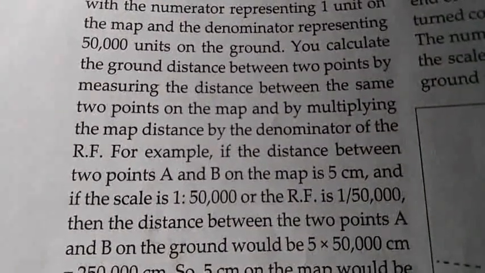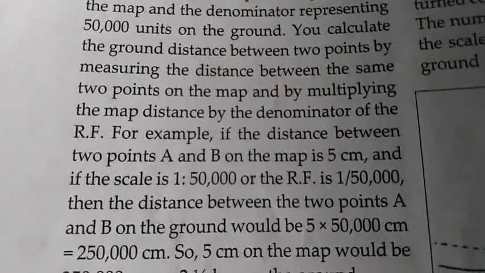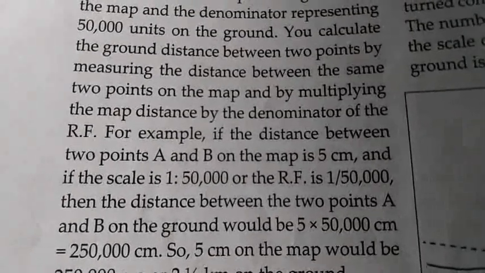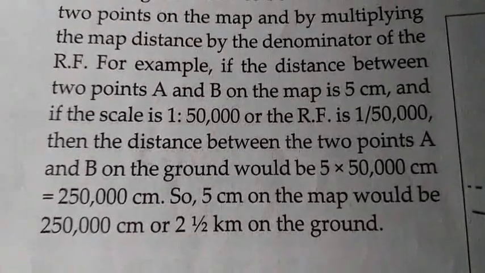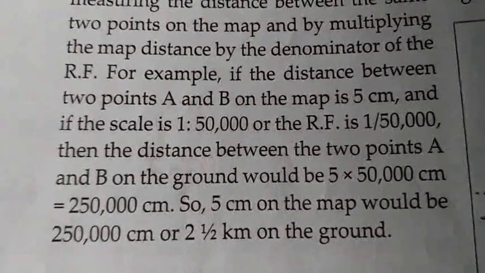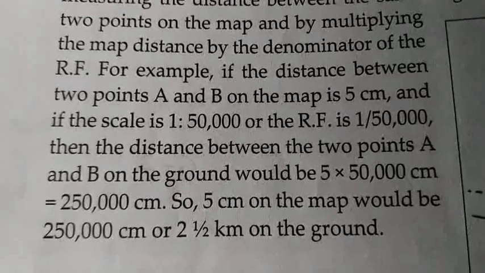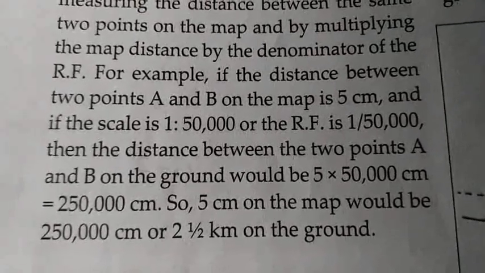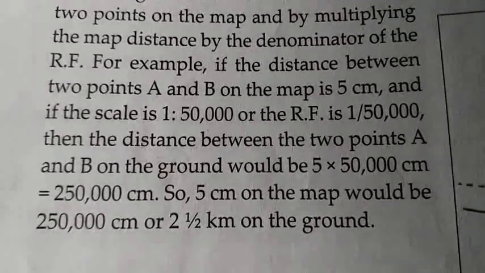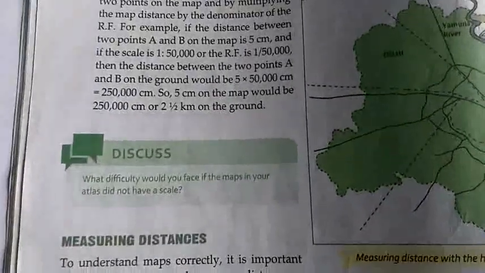For example, if the distance between 2 points A and B on the map is 5 centimeters and the scale is 1:50,000, or the RF, representative fraction, is 1/50,000, then the distance between the 2 points A and B on the ground would be 5 into 50,000 centimeters. That total is equal to 2,50,000 centimeters. So 5 centimeters on the map would be 2,50,000 centimeters or 2.5 kilometers on the ground. This is how a distance is measured on a map.